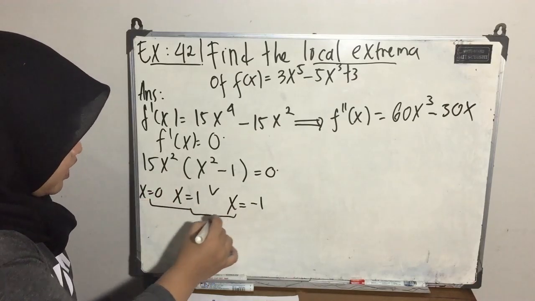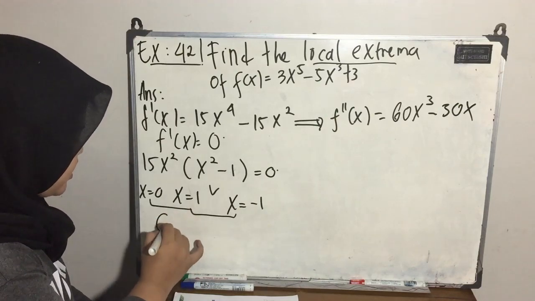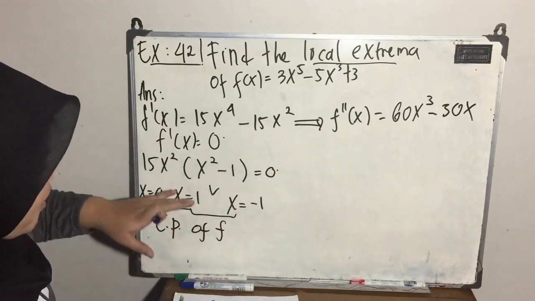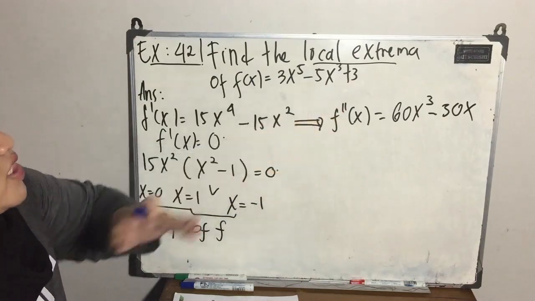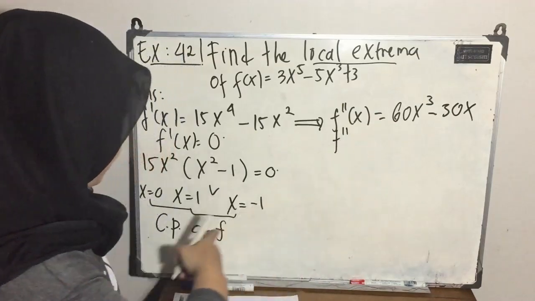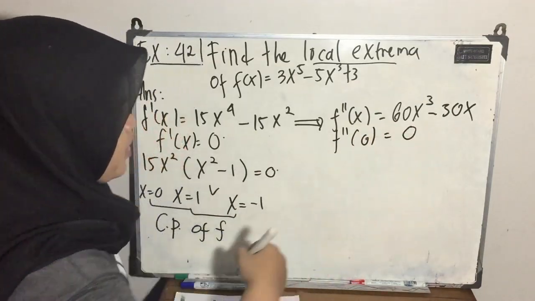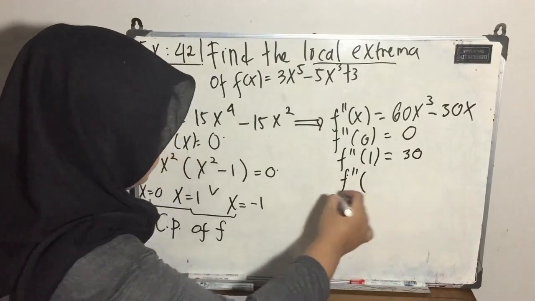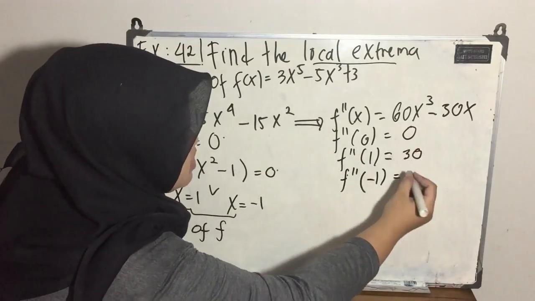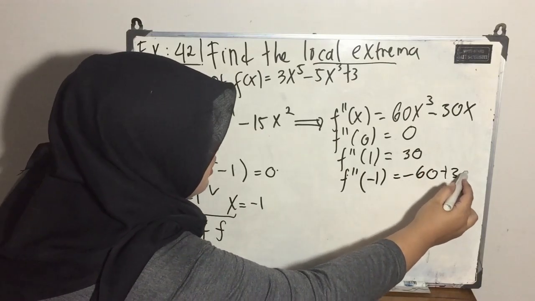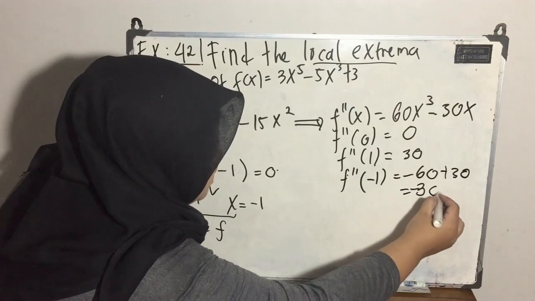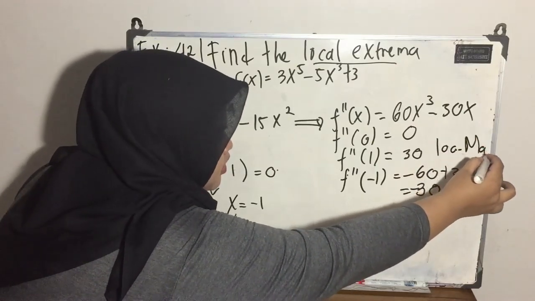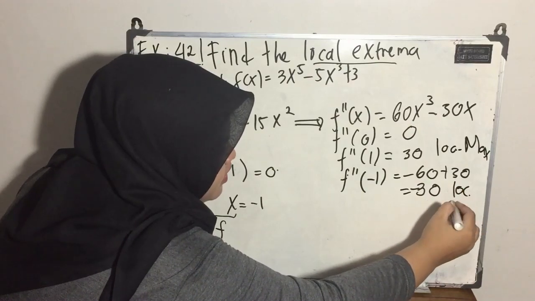So the three of these are, yes, correct, critical points of this function. So from here we can substitute into the second derivative. The second derivative at 0 is 0 when we substitute, and then at 1 it is 60 minus 30, which is 30, and at minus 1 it is minus 60 plus 30, which equals minus 30. So okay, from here we see this one, 30, is a local max. Here, minus 30 is a local minimum.